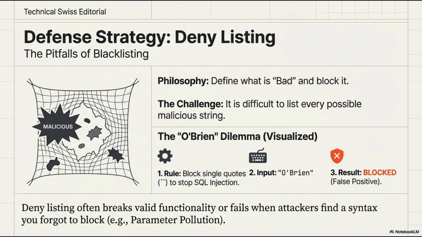Another defense strategy is deny listing, also known as blacklisting. But this is worse because it only defines what is bad and blocks that, and it is very difficult to list every single possible malicious string. Let's say you block single quotes to stop injection. Then someone inputs O'Brien, which is a name, and it gets blocked because it's a false positive. Deny listing often breaks valid functionality or fails when attackers find a syntax you forgot to block.